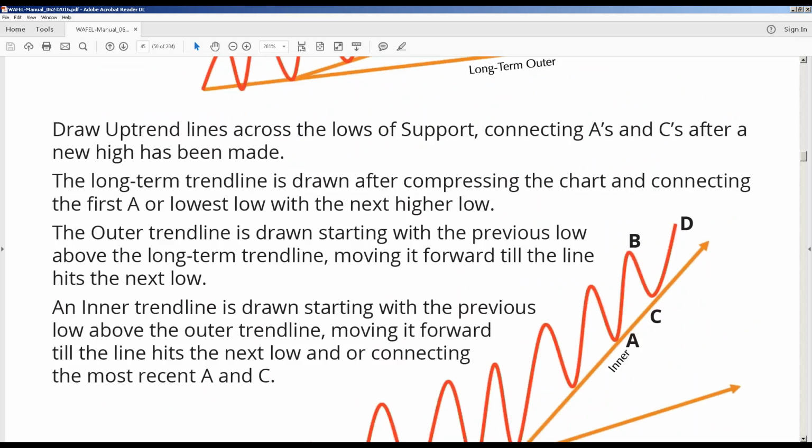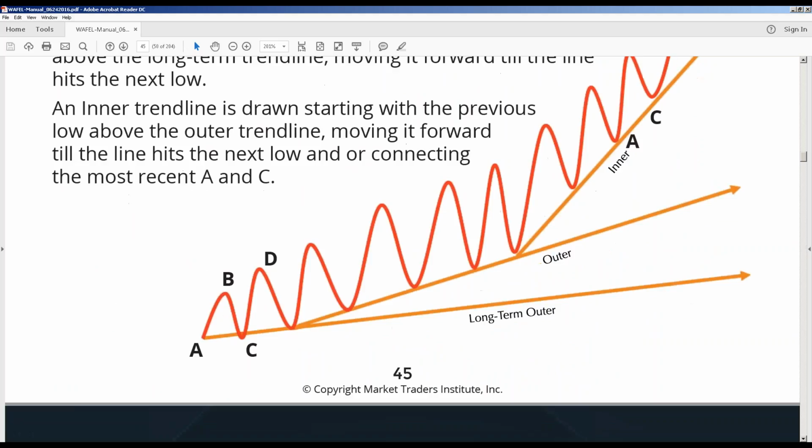The long-term trend line is drawn after compressing the chart and connecting the first A or lowest low with the next higher low. The outer trend line is drawn starting with the previous low above the long-term trend line, moving it forward till the line hits the next low. An inner trend line is drawn starting with the previous low above the outer trend line, moving it forward till the line hits the next low, or connecting the most recent A and C.